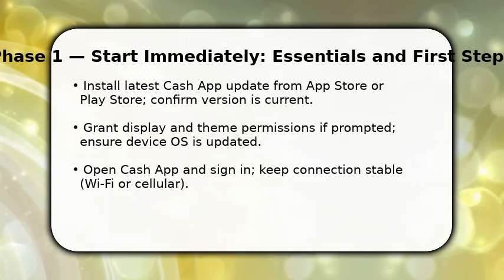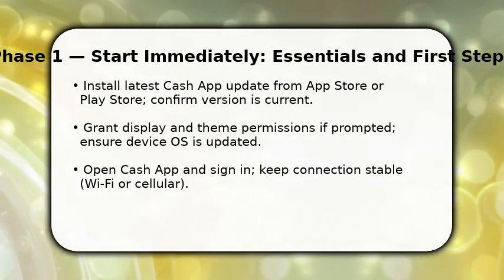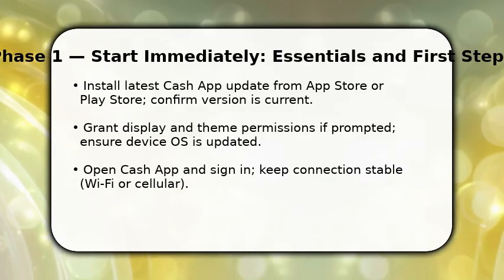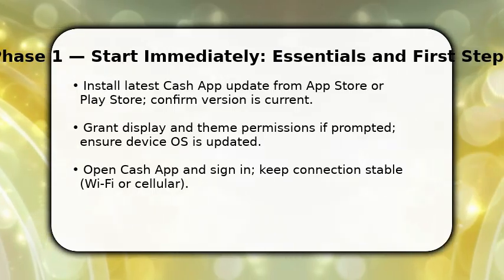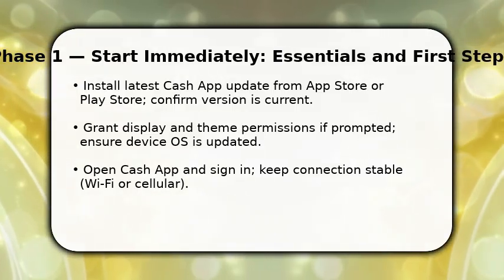Now open Cache App and stay on the main screen. You will navigate to settings immediately. This avoids wasted steps and prevents theme toggles from failing later.